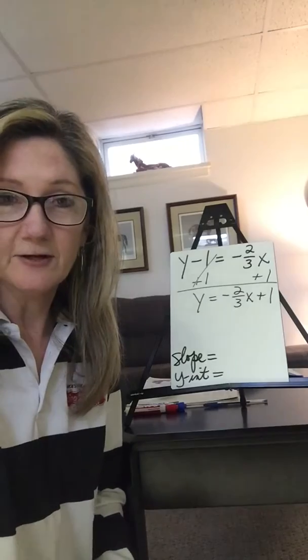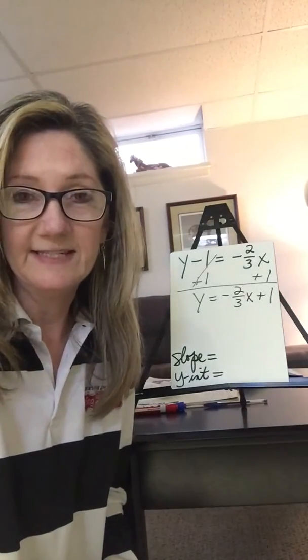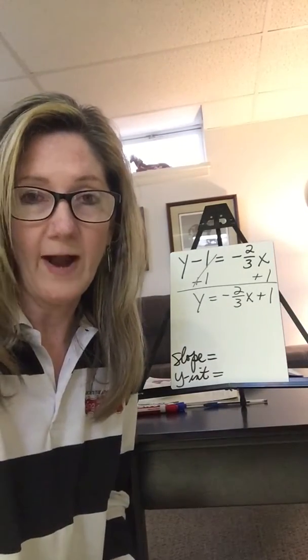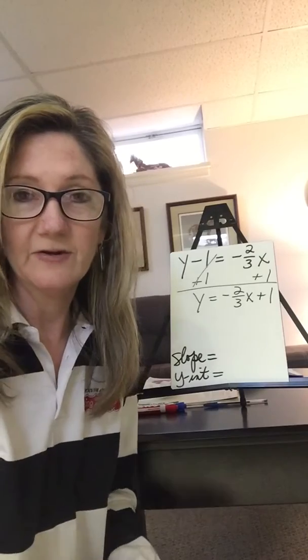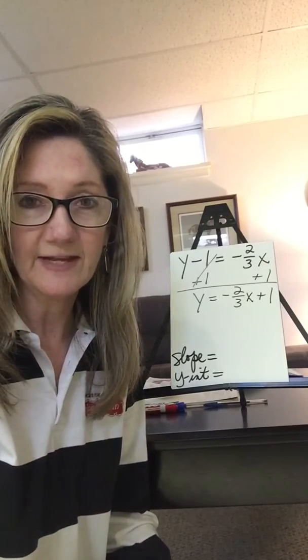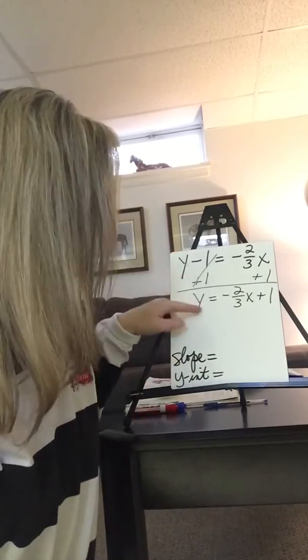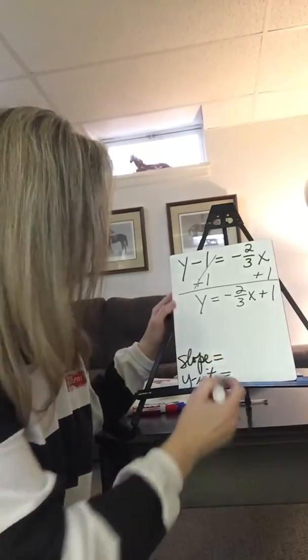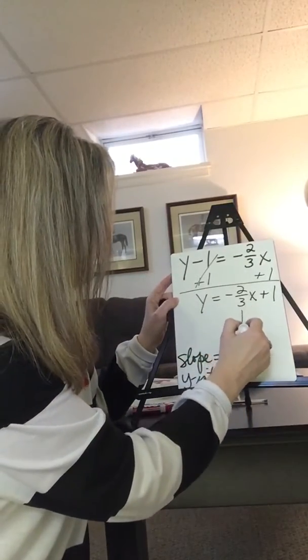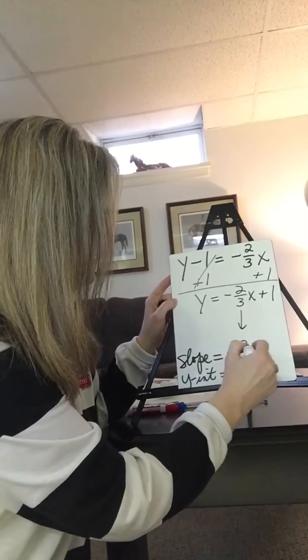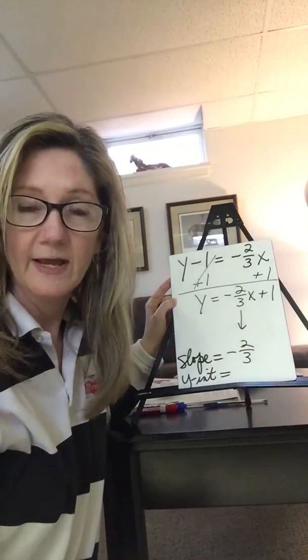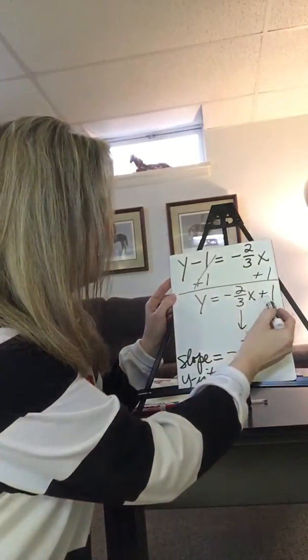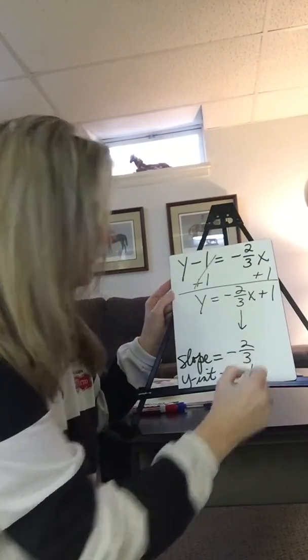Okay, so now it's solved for y, and now it's easy to see what the slope would be and what the y-intercept would be. So if the directions just ask you to give those two things, first make sure that it's set up in this format, and then you can see the slope would be right here. So negative 2/3 is your slope, and your y-intercept is at the positive 1. So let's go ahead and graph that.